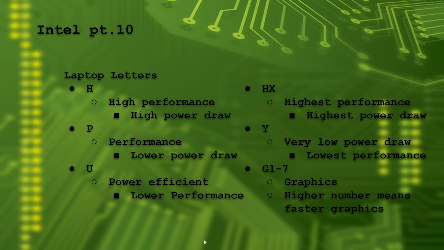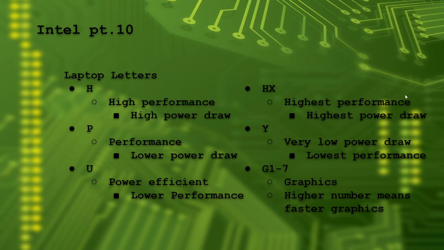A U CPU I would recommend not for gaming, because what it does is it limits the amount of power that can be sent to the CPU, usually on the range between 10 to 15, maybe up to 30, 35 watts. What this does is it significantly lowers the performance of your CPU. Mind you, if you are only using your laptop for browsing the internet, or if it's something like a Chromebook, this doesn't matter.